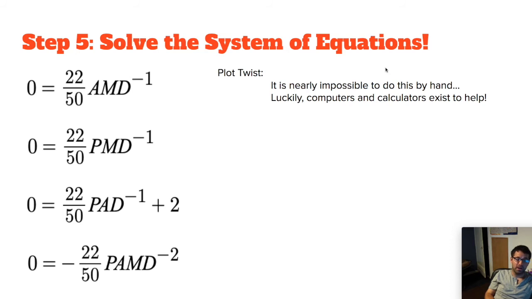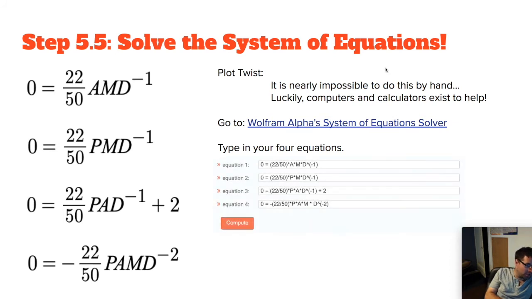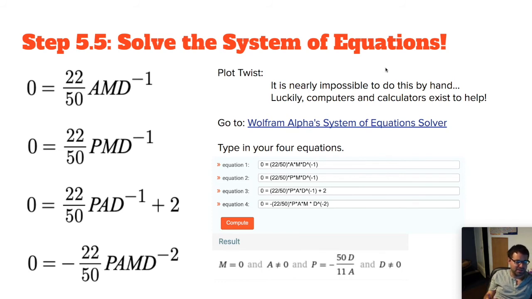Luckily, computers and calculators do exist in the real world, so we are able to use those tools to help us. The website that I used was Wolfram Alpha's System of Equations Solver, where I typed in my 4 equations, like so, clicked on that compute button, and the result I got was the following. M equals 0, A doesn't equal 0, P is equal to negative 50D over 11A, and D does not equal 0.